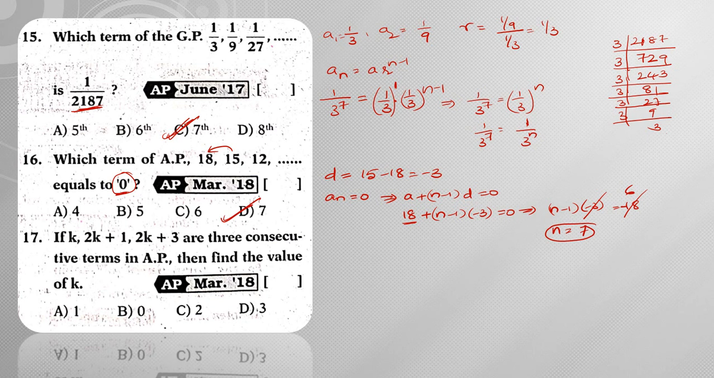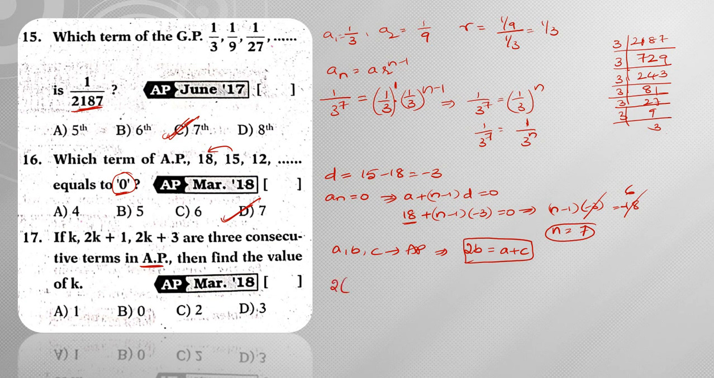Next, same type of question, but here he has given in AP. Suppose A comma B comma C are in AP, then what is the condition? 2 times of B is equal to A plus C. For GP we have said that B square is equal to AC. Here for AP we have the condition: 2 times the middle term is equal to the sum of the remaining 2 terms.